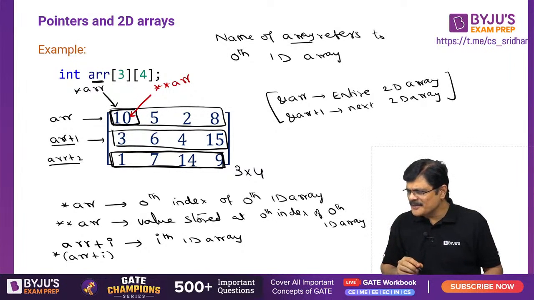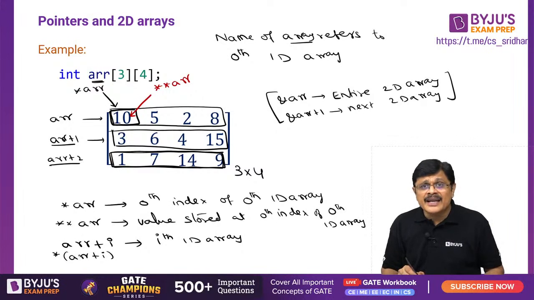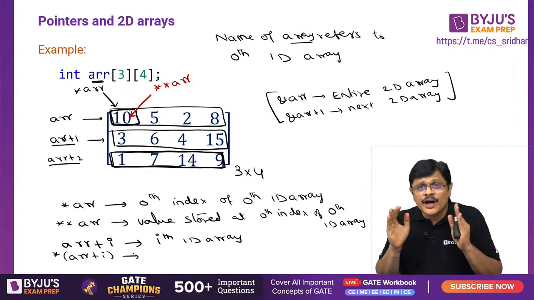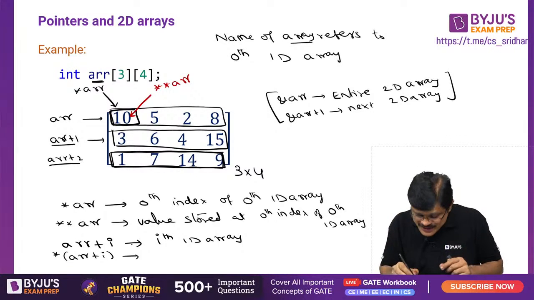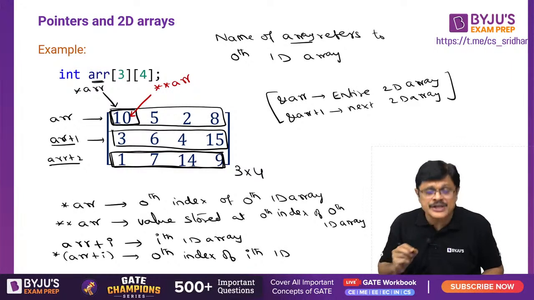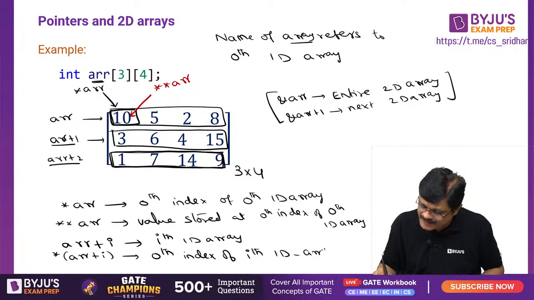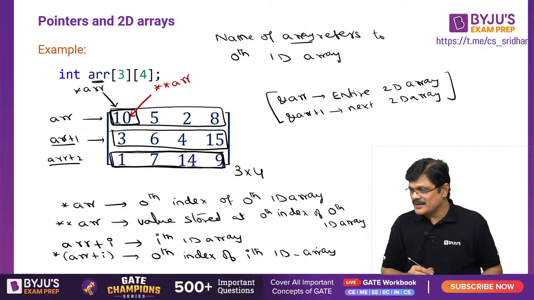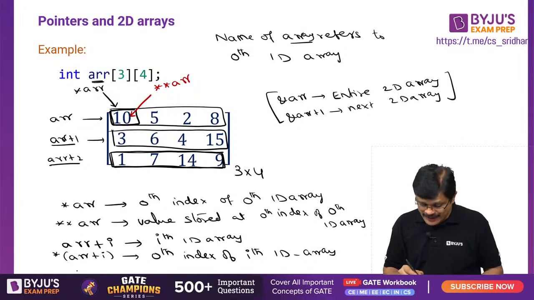Is that clear? The value of the ith row. *(arr + i) refers to the 0th location, the 0th index, of the ith 1D array, my dear friends. Is that clear? The 0th location of the ith 1D array.